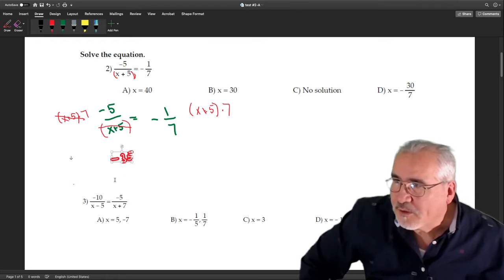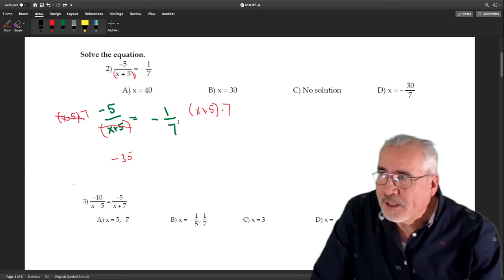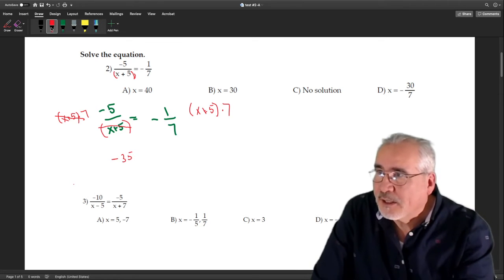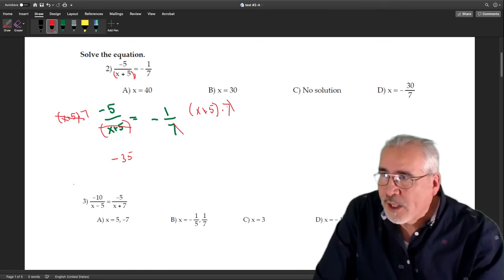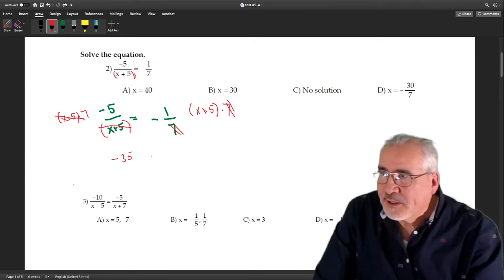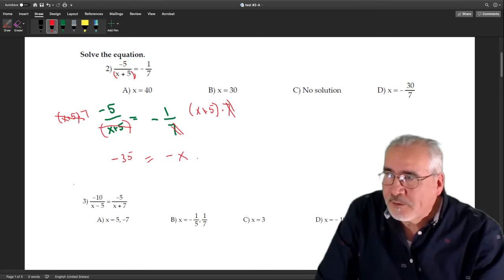Kind of cool, I can move these things around. And then on the other side, 7 divided by 7 is 1. That's my canceling. And so what we're left with is this -1 times x plus 5. I'm going to go ahead and distribute -1. -1 times x is -x. -1 times +5 becomes -5.